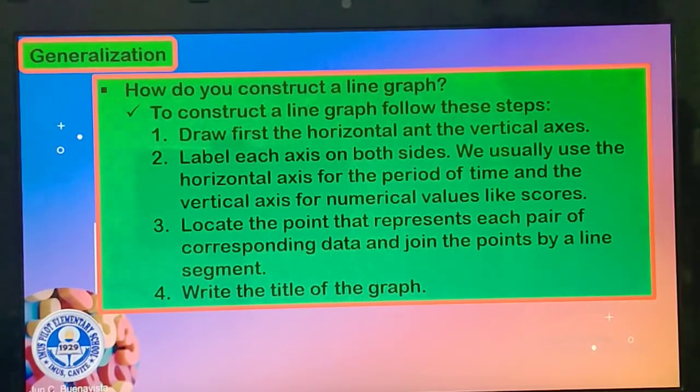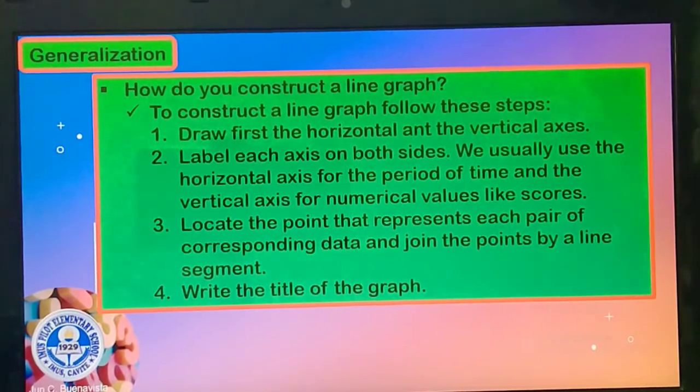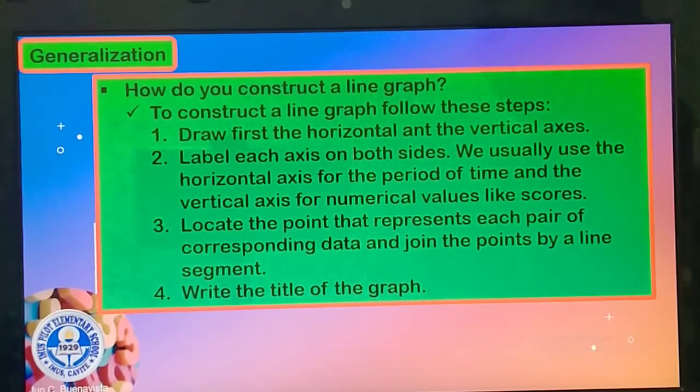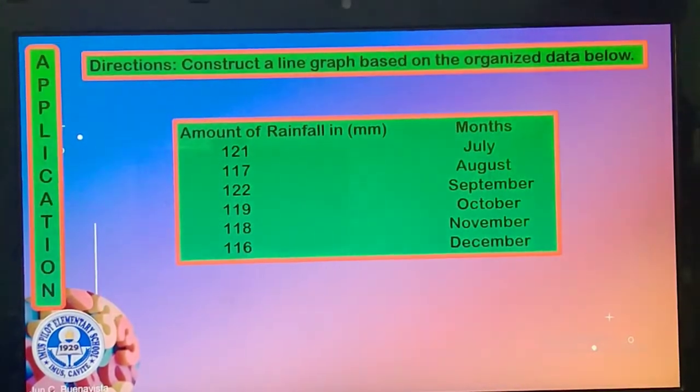You do not have to follow this exact order, but all the steps should be in your line graph. So pwede mauna muna si title, then saka ka maglagay ng horizontal and the vertical line. Pwede naman yon as long as you do it correctly. Okay? Any more questions?